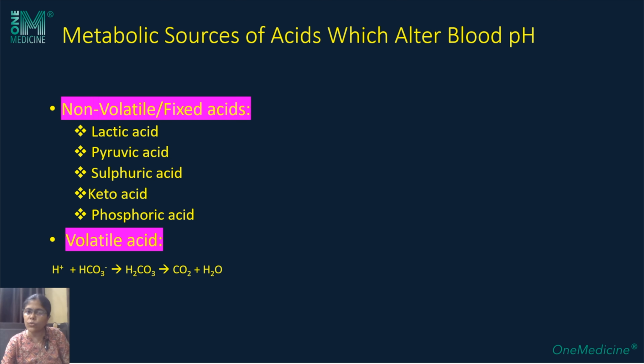Now, what are the metabolic sources of acids which alter our blood pH? There are two categories of acids. One is the non-volatile or the fixed acid. Another one is the volatile acid. Non-volatile acids are mainly produced in various metabolic pathways, like lactic acid, pyruvic acid, sulfuric acid, keto acid, and phosphoric acid that is produced from the degradation of the phosphoproteins. And volatile acid is the carbonic acid, which further dissociates to carbon dioxide and water by the action of the enzyme carbonic anhydrase. So, these are the sources of acids. Two types of acid, non-volatile and volatile, and non-volatile acids are also known as fixed acids.